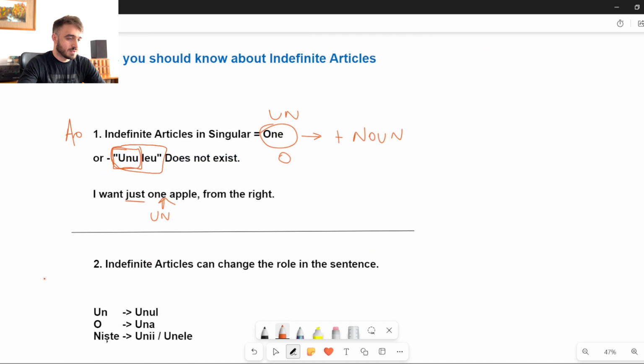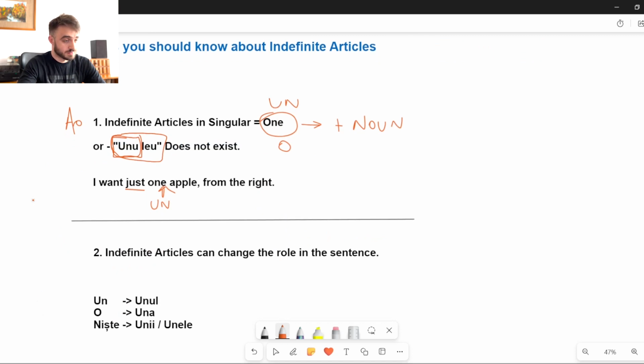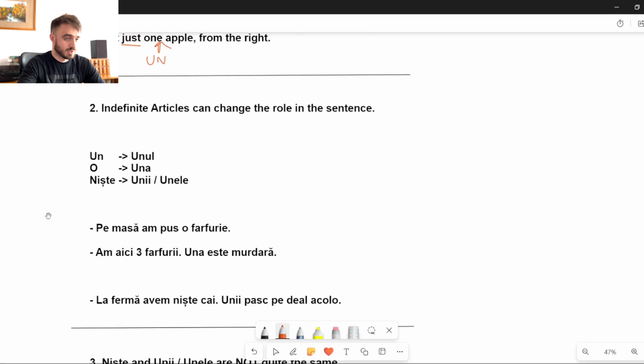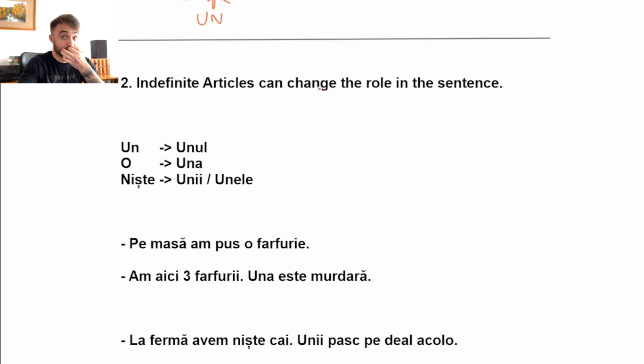Cool. So if that was the easiest one, let's see what the more difficult ones are gonna tell us. Number 2 here, the indefinite articles can change their role in the sentence. Okay, this one needs a bit more explanation, right? But bear with me for a second. So you have those 3 ones. We're talking about nominative accusative because it's just easier, right? This applies, by the way, to genitive dative as well, but we're just talking about nominative accusative because it's just more common and it makes more sense. So un can become unul, o can become una, and niște can become unii and unele.